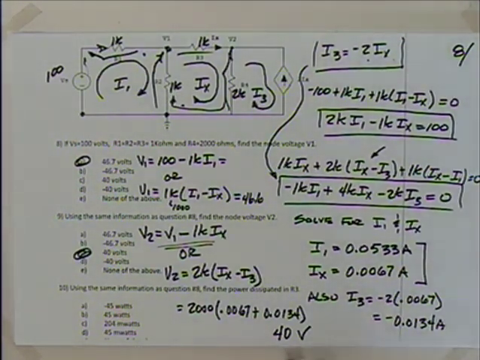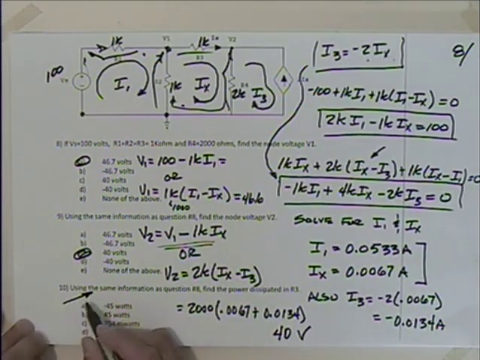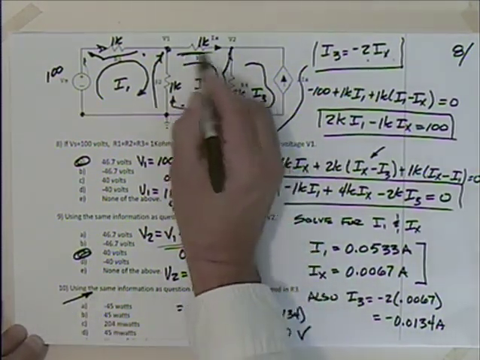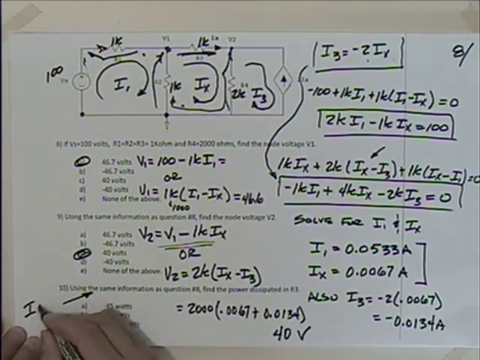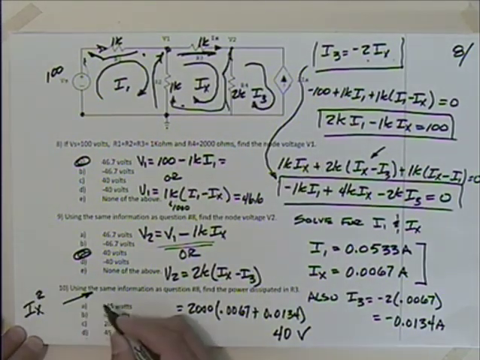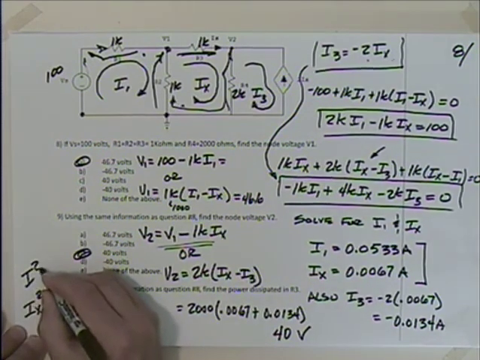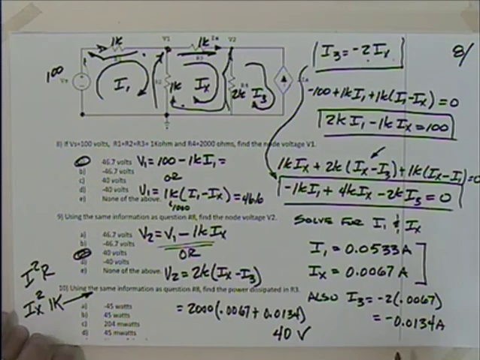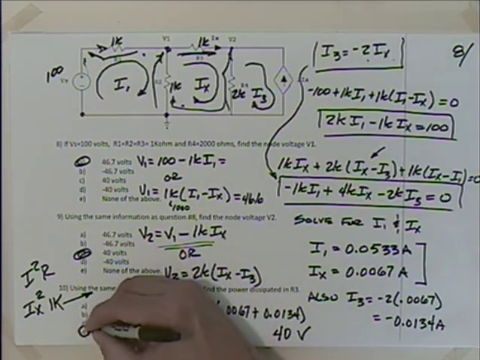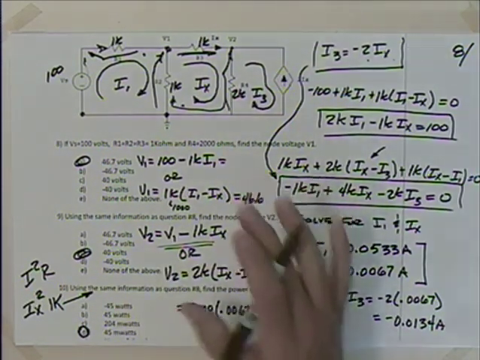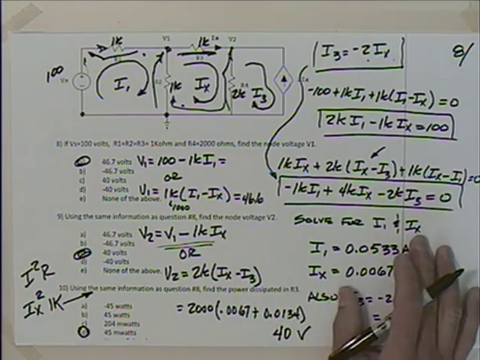Okay, and could we come back and do this one? Oh, certainly. Actually, this one is a little easier, isn't it? Because IX is the only current through there, so that's just going to be IX squared times 1K, I squared R, right? So 0.0067, square it, multiply it by 1K, and you will come up with 45 milliwatts. So I think probably using the node analysis was a little simpler.